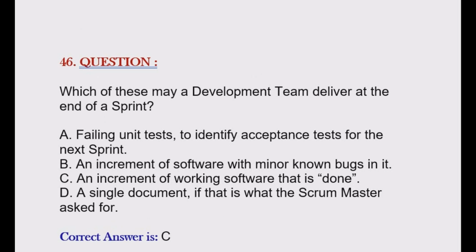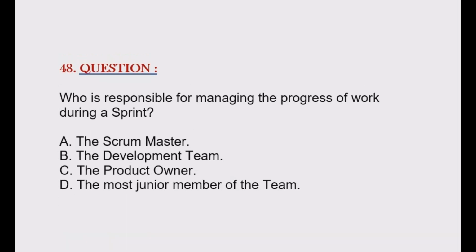Question is, which of these may a development team deliver at the end of a sprint? Option A. Failing unit tests to identify acceptance tests for the next sprint. Option B. An increment of software with minor known bugs in it. Option C. An increment of working software that is done. Option D. A single document if that is what the Scrum Master asked for. Correct answer is option C.